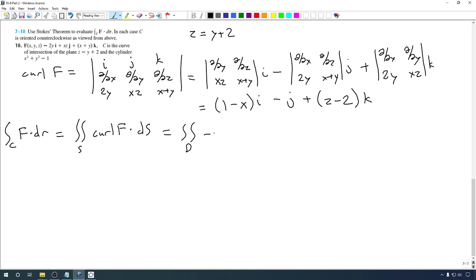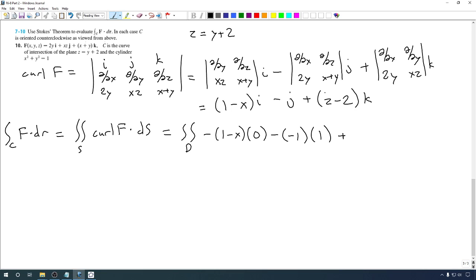Remember, we're doing minus p. So p here is from our curl. So 1 minus x times the derivative of z with respect to x. We do x first. But the derivative of y plus 2 is 0. Then we subtract our j component of our curl, which is negative 1, times the derivative of z with respect to y. That, in this case, is a 1.